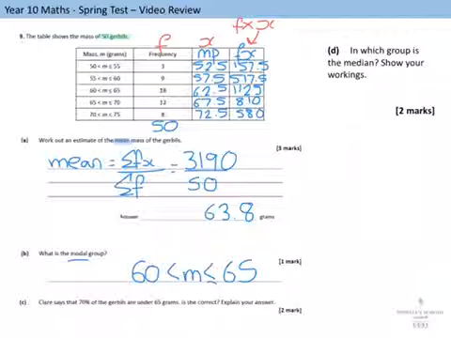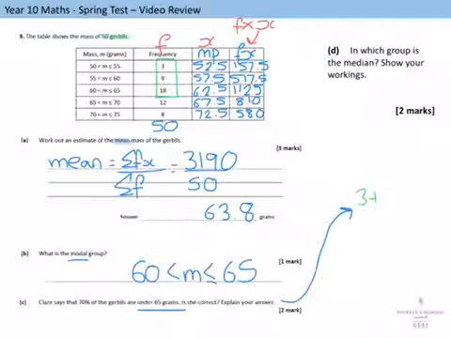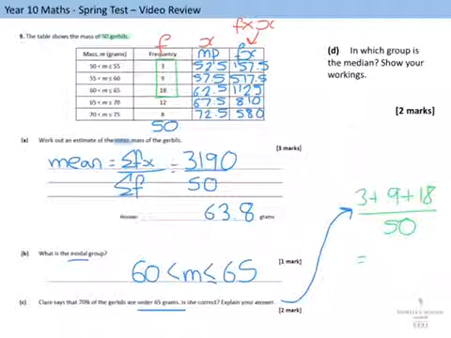Part C, Claire says that 70% of the gerbils are under 65 grams. Is she correct? Okay, so there's a couple of different ways of doing that. I'm going to look here for under 65 grams and do it this way. So the number that are under 65 grams is going to be everybody in this category, the one below, and this one as well. So all of those gerbils have a mass of under 65. So 3 plus 9 plus 18 out of the total of 50. Okay, which is 0.6, which as a percentage is 60%. So therefore, no, she is not correct.